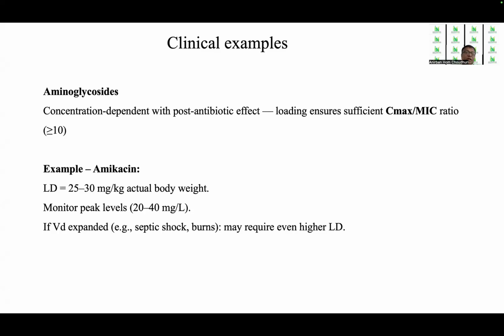Aminoglycosides, we know that they are concentration dependent with post-antibiotic effect. The loading should ensure sufficient concentration, and usually the loading ensures a Cmax by MIC ratio of more than or equal to 10. Let us take the example of amikacin. The loading dose has to be 25 to 30 mg per kg ideal body weight. Monitor peak levels between 20 to 40, and if the volume of distribution is expanded, like in patients with septic shock, burns, etc., it may require even higher loading dose.